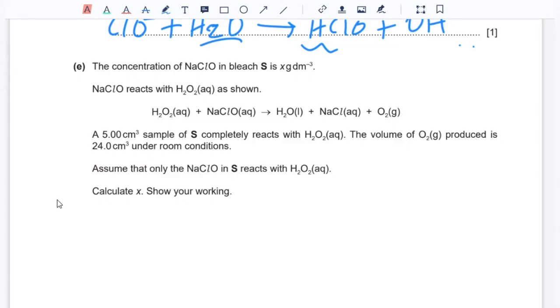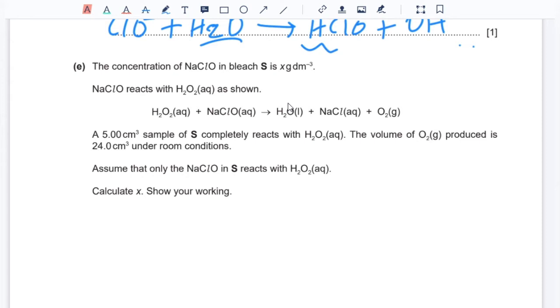E. The concentration of sodium chlorate in bleach S is x gram per dm cube. Sodium chlorate reacts with hydrogen peroxide as shown. So you've got sodium chlorate reacting with hydrogen peroxide, and this forms water, sodium chloride, as well as oxygen.